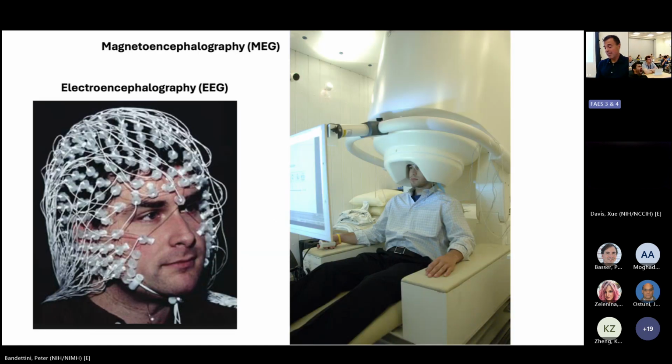Now, of course, the EEG is a lot more advanced. You can have hundreds and hundreds of electrodes on your head. MEG is still using SQUIDs, in this case with a liquid-helium-cooled dewar. This is the dewar to cool the coils that detect the magnetic fields.